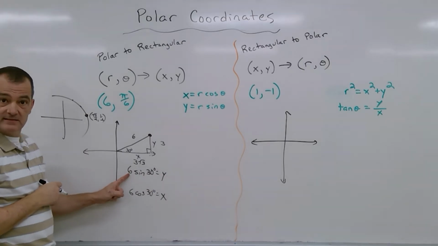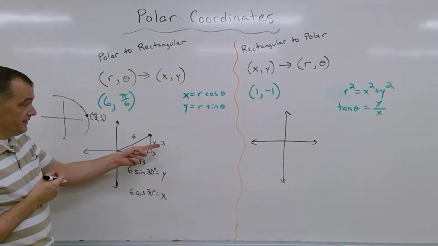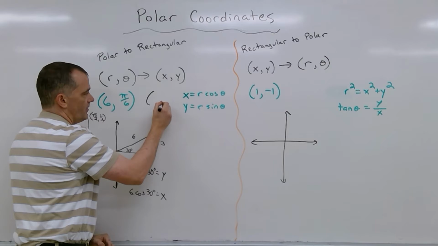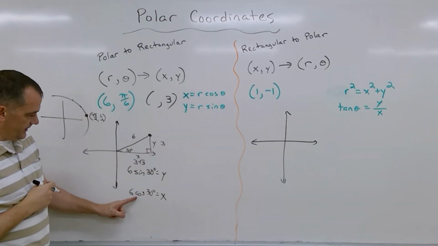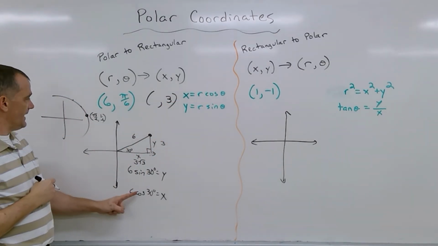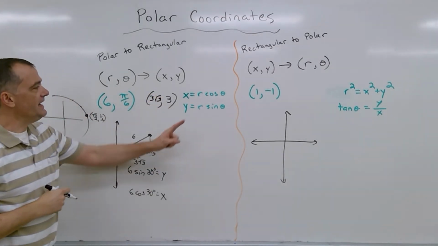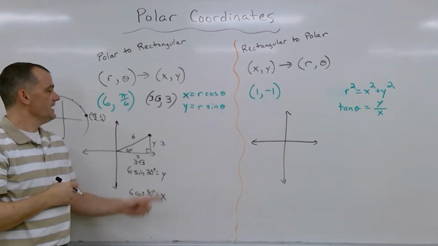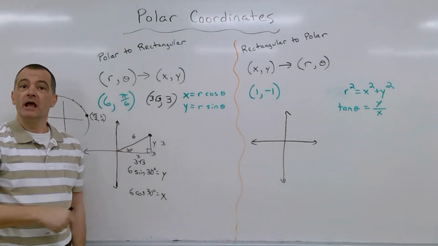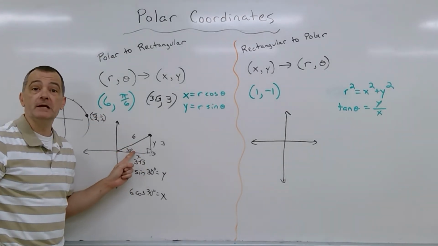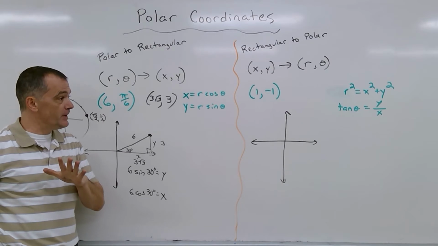1/2 times 6 is 3. Oh, there it is. So there's our y value of 3. And then square root of 3 over 2 times 6 is 3 square roots of 3. So I didn't even use these 2 formulas. I just drew the picture and used some old definitions.